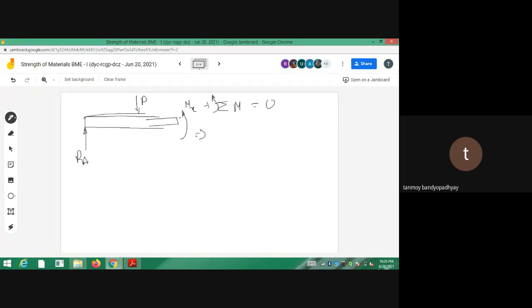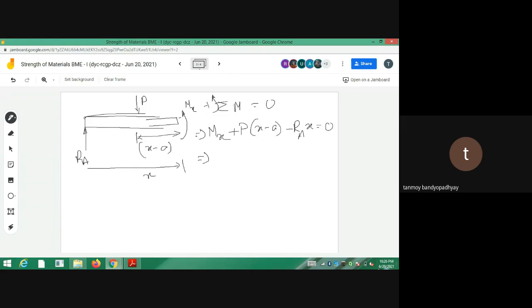So what will be the things? So mx is positive. আচ্ছা p এর জন্য যে moment হবে, so the p will also be anti-clockwise. So plus p into, so what is this distance? So this distance will be x minus a. This is a, this total distance is x. So you'll be having p into x minus a, and ra এর জন্য it is clockwise. So minus ra into what? Ra into x. That is equal to 0.